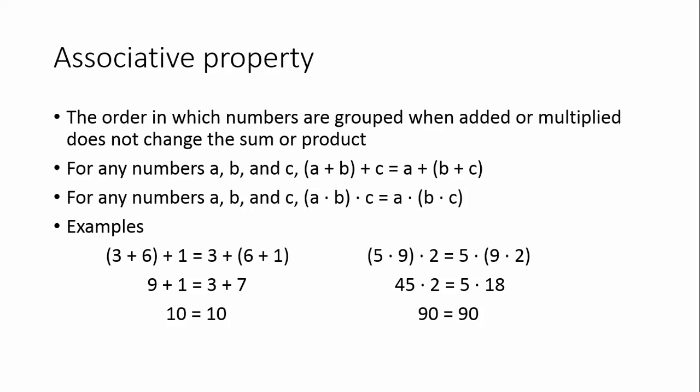On the left, we have 3 plus 6 first in parentheses, which is 9. Then we're going to add 1 to get 10. But on the right-hand side, if you add 6 and 1 first to get 7, then add the 3, you get 10. On the left-hand side, 5 times 9 is 45. When you multiply that by 2, you get 90. But on the right-hand side of that equation, if you multiply 9 times 2 first to get 18, then multiply by 5, you also get 90.